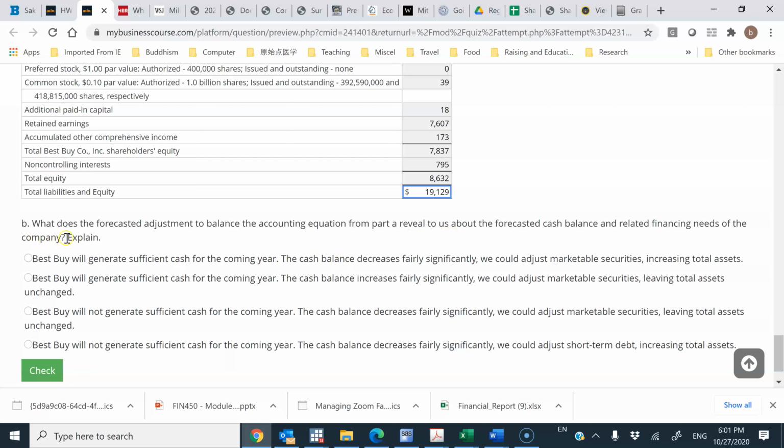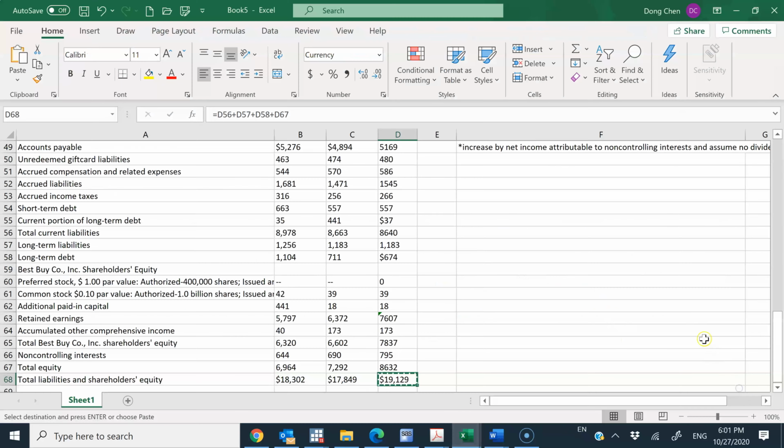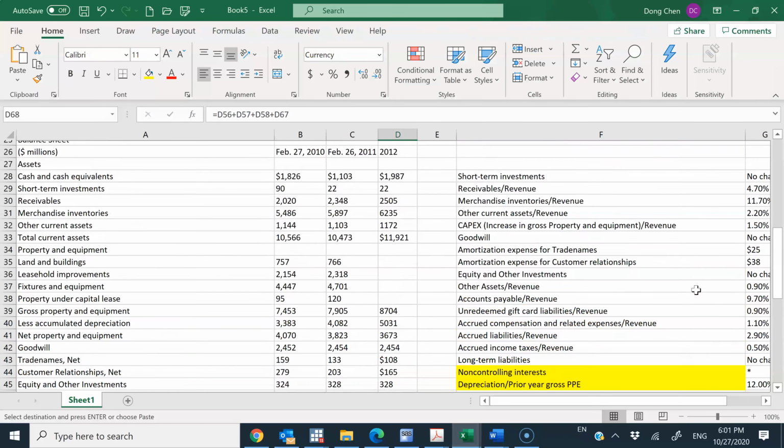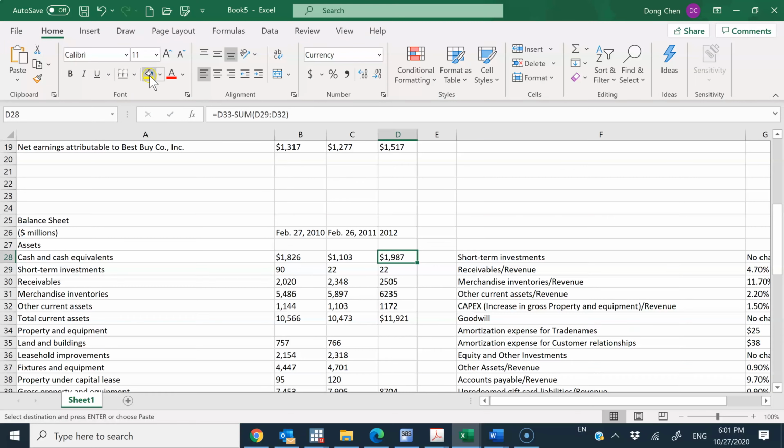For part B, what does the forecasted adjustment to balance the accounting equation? So that's basically referring to the cash. Right, from part A, review to us the forecasted cash balance and related financing needs of the company. If you read the choices here, basically it's saying whether the cash is sufficient or not sufficient. So what does the sufficiency here mean? I think in the module we talk about sufficiency basically by comparing the forecasted cash balance, which is the item here, with what we call the normal cash balance.